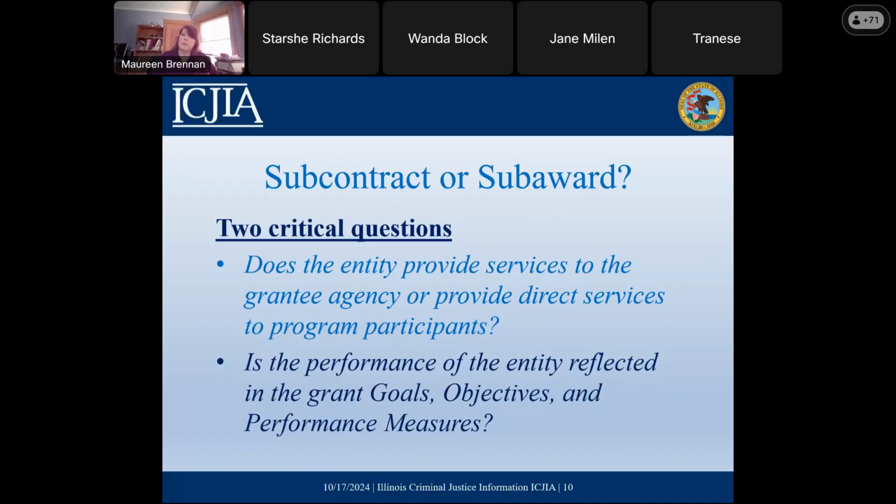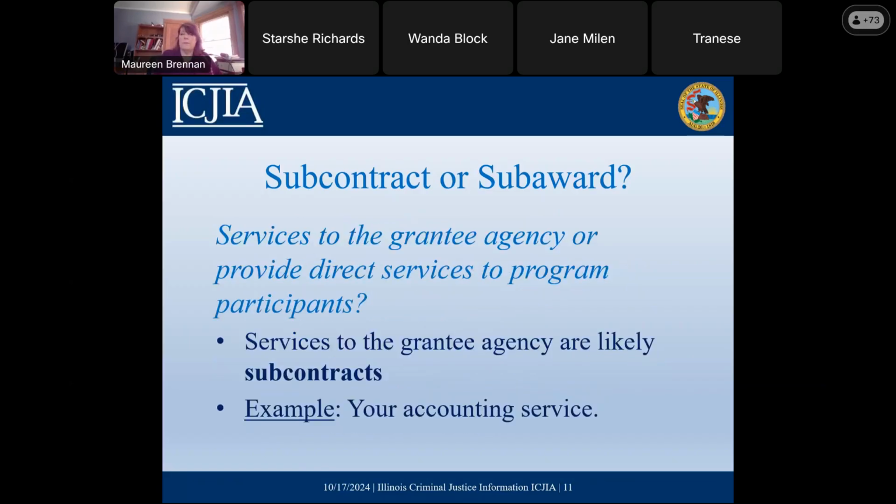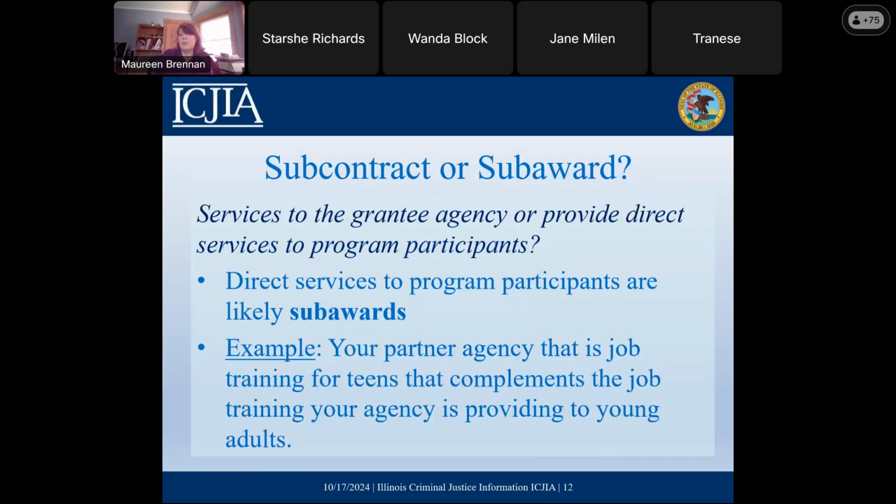Does that other agency provide services to the grantee agency, or does it provide direct services to your program participants? And is the performance of that other entity reflected in the goals, objectives, and performance measures that you'll be reporting to the authority? So asking the first question, whether or not the agency provides direct services to your program participants, services to the grantee agency are likely subcontracts, like your accounting service, for instance. But if they're providing direct services to your program participants, they're doing part of the program.